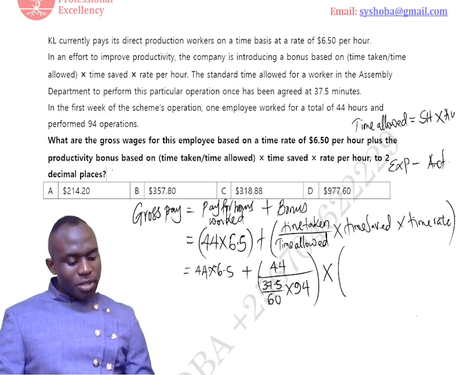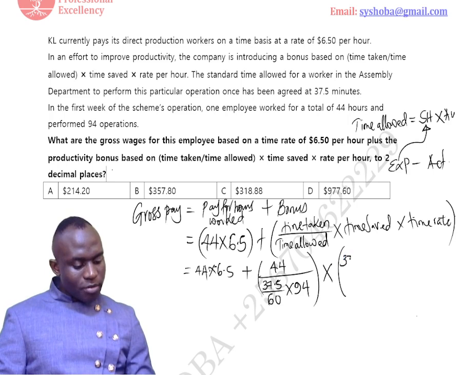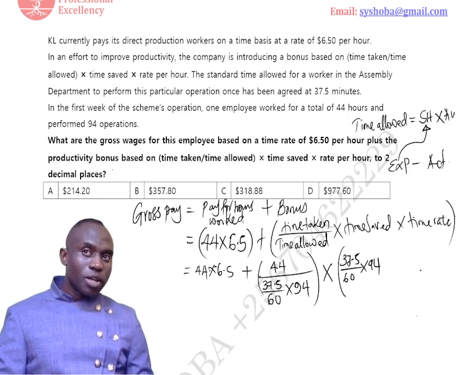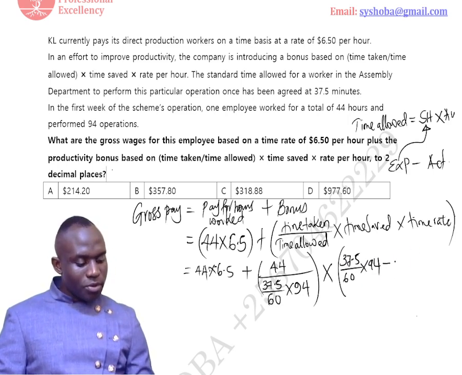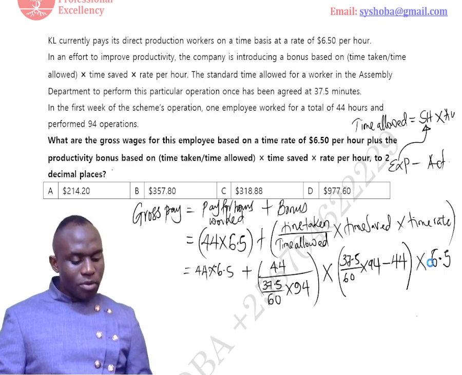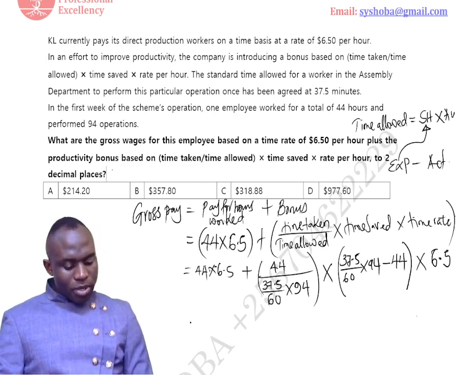And how do we get expected? Expected is standard time times actual units. So it is 37.5 divided by 60 times 94. So that is what he should have taken, but he actually took 44 hours, then times the time rate, that payment, which is 6.5. So you see, I'm just doing copy paste.